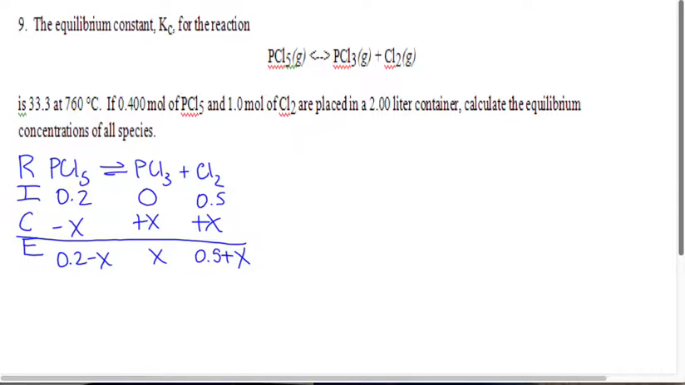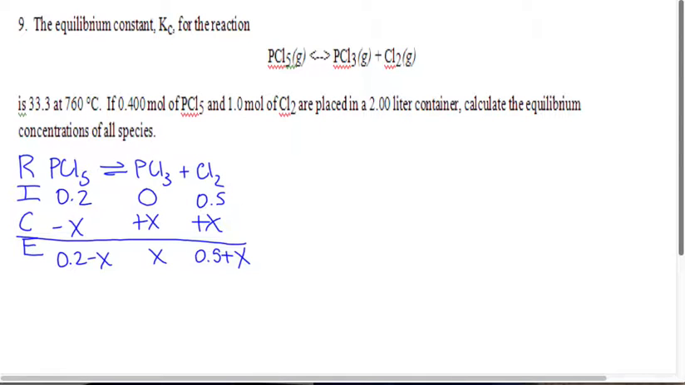Let me ask you this, though. Before we had nothing in the product slot, and we shifted, and we ended up making these guys at 0.199 molarity. With something here, do you think more will shift or less will shift? Just gut instinct. Less. Okay, that was what I would think. So let's go ahead and solve and find out what those concentrations are.